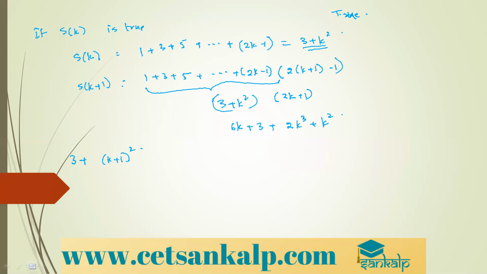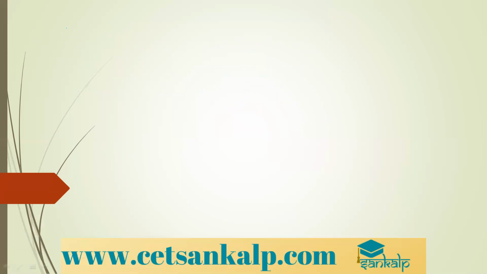How to get 3 plus k plus 1 whole square? I am taking, let S of k be true. S of k is true means I will write S of k as 1 plus 3 plus 5 up to 2k minus 1, and that is already given as 3 plus k square.